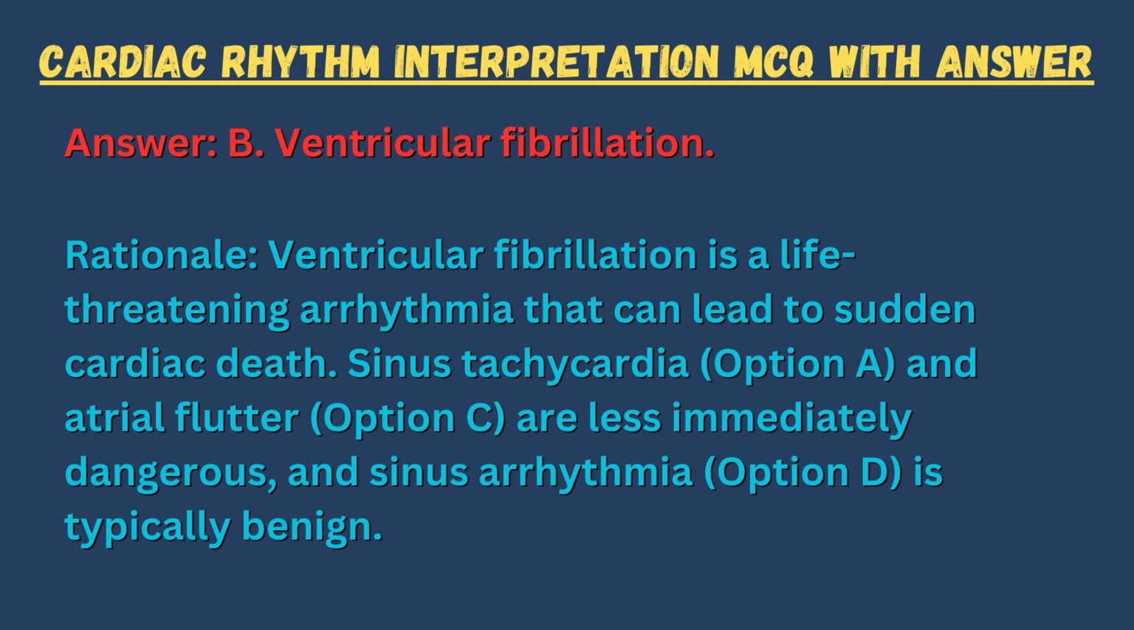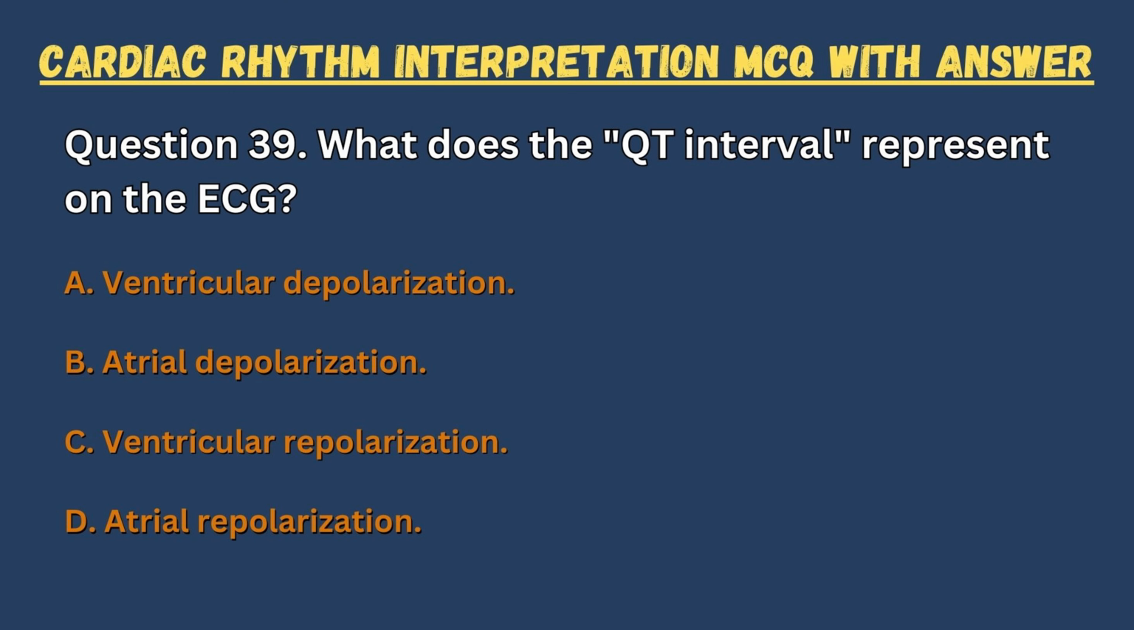Answer: B. Ventricular fibrillation. Rationale: ventricular fibrillation is a life-threatening arrhythmia that can lead to sudden cardiac death. Sinus tachycardia, option A, and atrial flutter, option C, are less immediately dangerous, and sinus arrhythmia, option D, is typically benign.